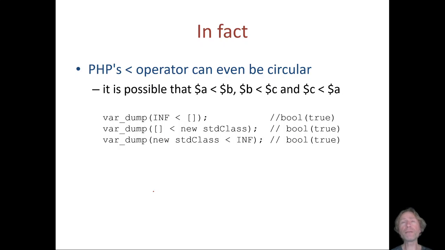In fact, you may even find that the less than operator in PHP is circular, right? So in other words, it may be the case that A is less than B, B is less than C, and C is less than A. And you see an example here on the slide. So infinity is less than an empty array. The empty array is less than new standard class, and new standard class is less than infinity. Okay, so it's a circular operation in this particular example.